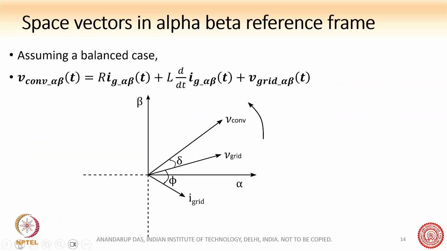So how does it look? Here you can see this is the alpha beta reference frame, and we have these space vectors which are all rotating. The alpha and beta axes are stationary in space. And here is the equation which we can see.